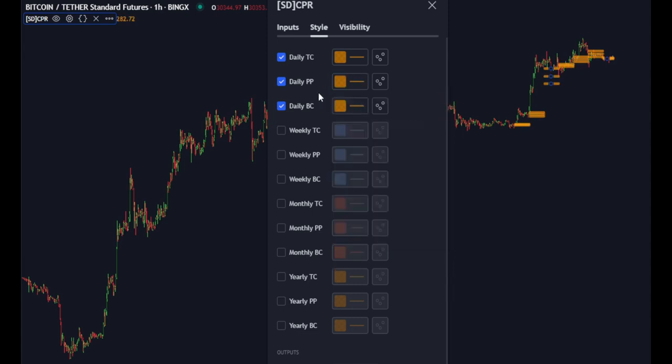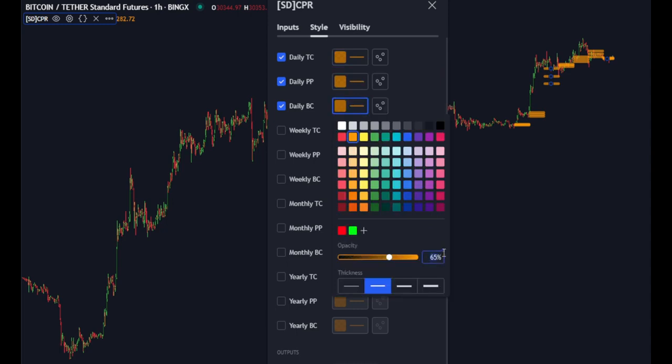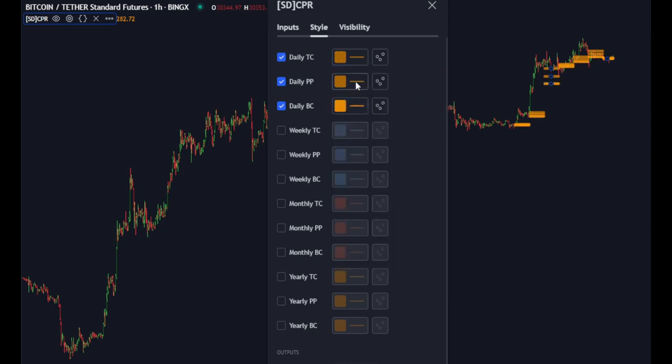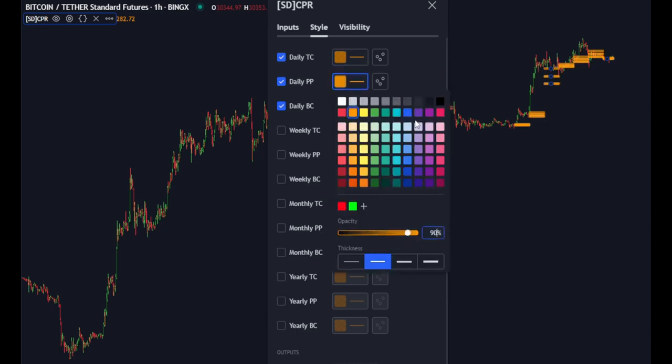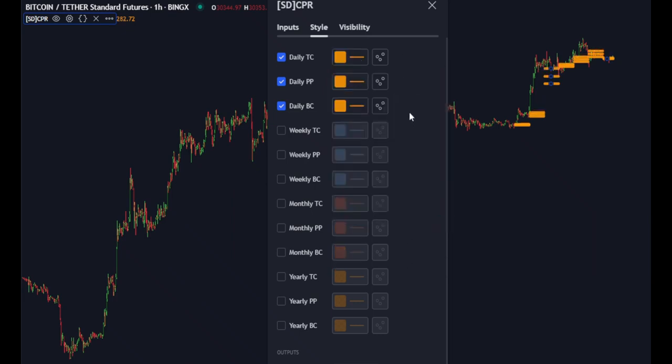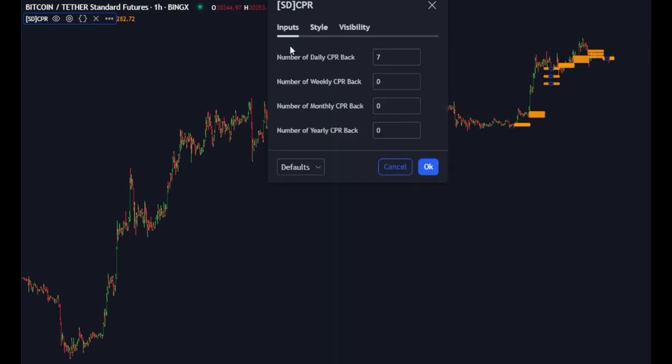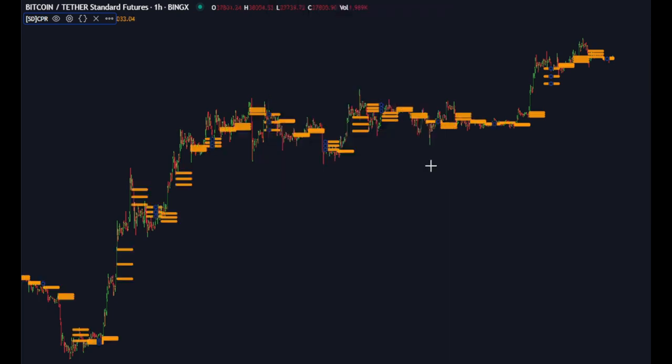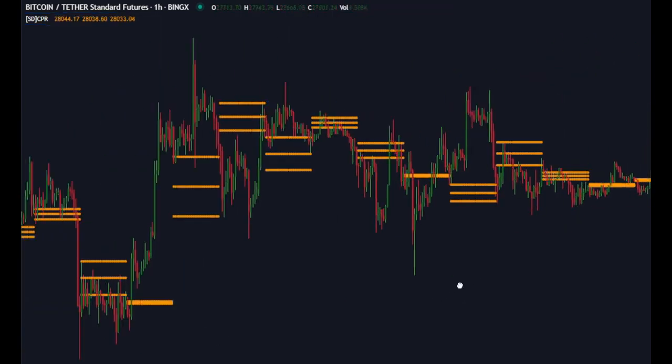And then we're going to increase the opacity to 90%. Now we go to inputs, and we are going to modify the number of daily back from 7 to 100. And we already have our pivot points indicator ready.